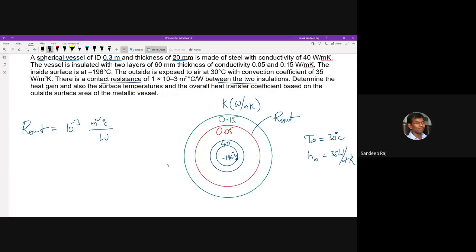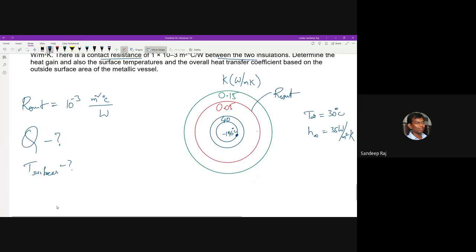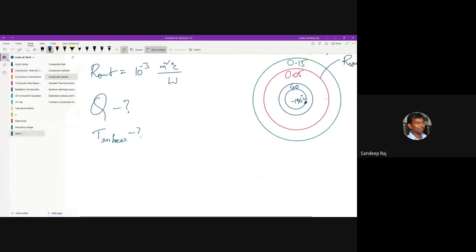It should be clear from the question. And determine the heat gain is asked. So what is the value of Q? Also determine the surface temperature and the overall heat transfer coefficient based on the outside surface area of the metallic vessel. So let us find out the T surfaces. Actually there are many temperatures inside that. Let's have all of them here.